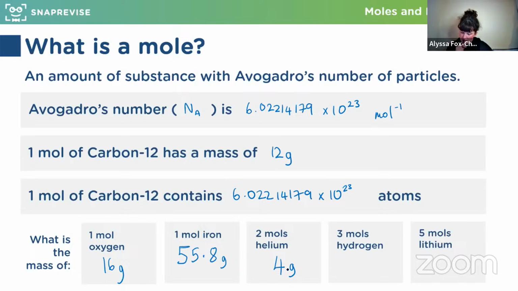3 moles of hydrogen. So this is not H2, this is just hydrogen atoms. So 1 mole of hydrogen is 1 gram, so 3 moles, 3 grams. And then 5 moles of lithium. Lithium is 7, I believe. Yeah, 7. So 5 times 7, 35 grams.